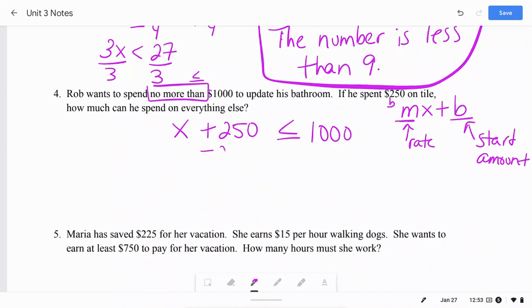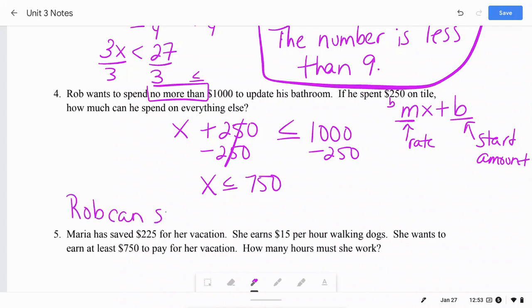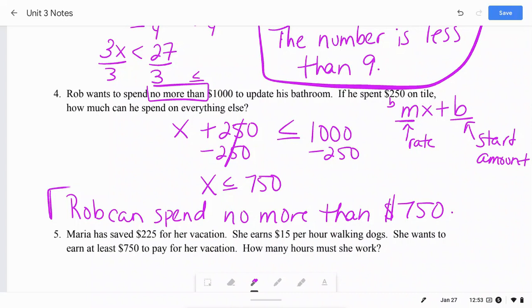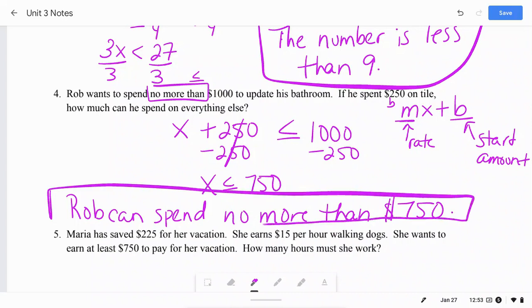Next, to solve this, I'm going to subtract 250. So I get x is less than or equal to 750. So in a sentence, it says, how much can he spend on everything else? My sentence is going to say, Rob can spend no more than $750. And that would be your final answer.